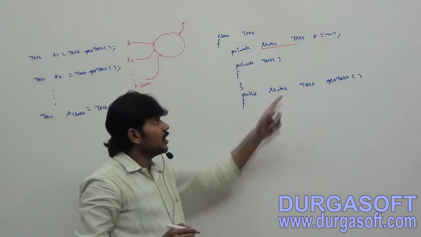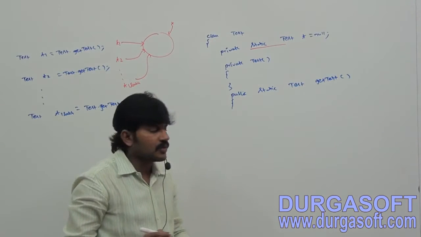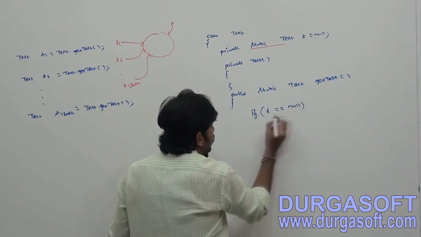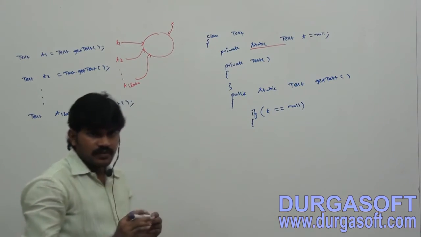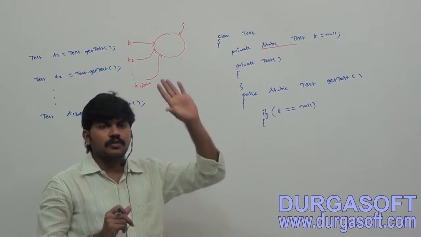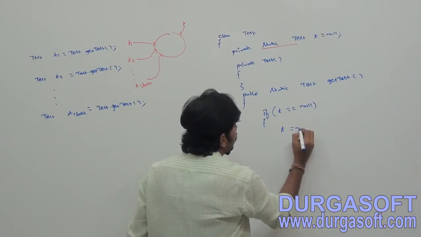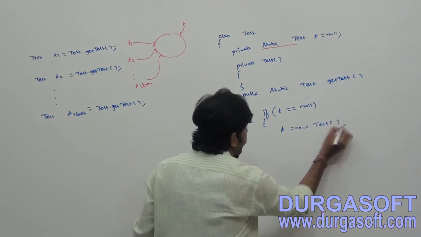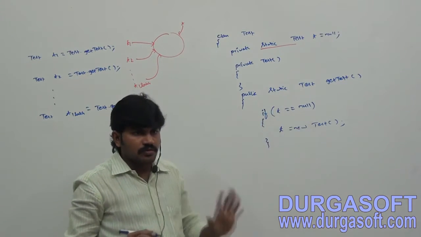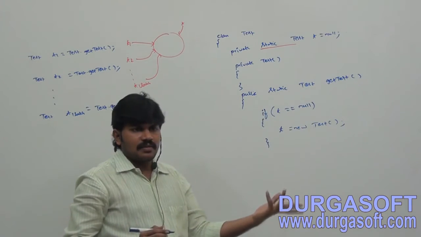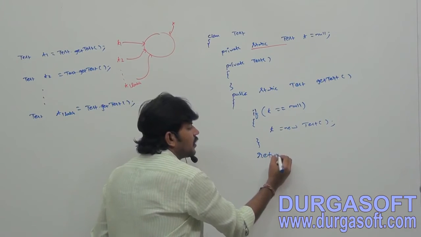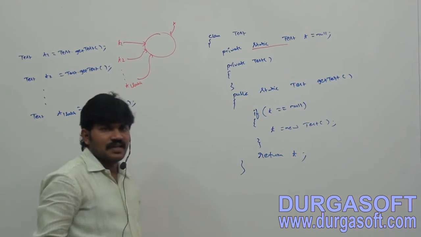Sir, at the beginning, is any object created? No. That's why, if t is equal to null, the object is not yet created. If it is not yet created, create the new object: t is equal to new Tester. If t is not null, then it won't execute. Then return t. That's all.